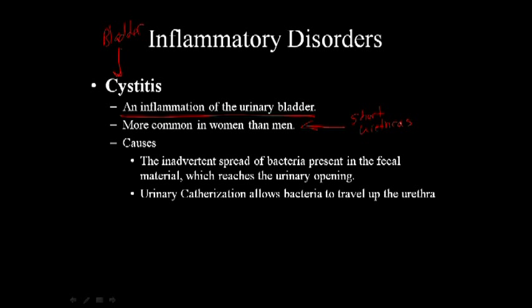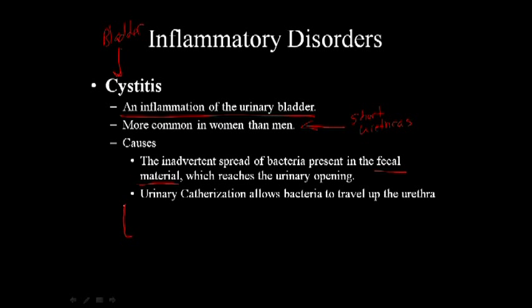The causes are the inadvertent spread of bacteria present in the fecal material, which reaches the urinary opening. While it sounds kind of gross, fecal material has a tendency to make its way, based on the close proximity to the urethra, to the urinary opening, and then has the ability to inflame the bladder because of the decreased length of the urethra.